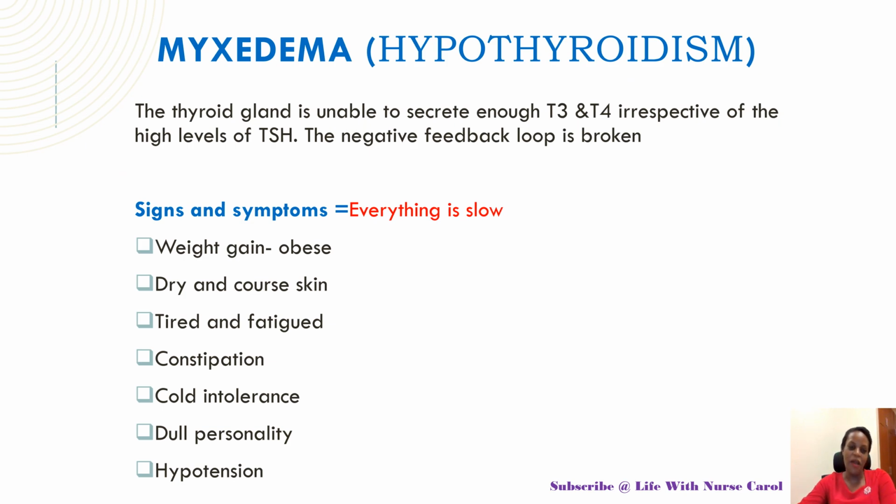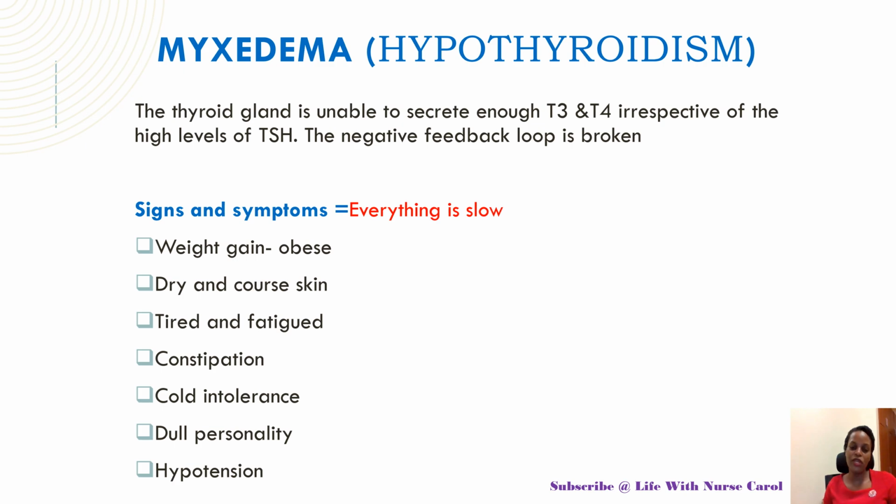Next is myxedema, hypothyroidism, hypometabolism. The thyroid gland is unable to secrete T3 and T4 irrespective of the high levels of TSH. The negative feedback loop is broken. Unlike Graves' disease where the TSH was at low levels, here the TSH is in very high concentrations. However, the T3 and T4 are low.